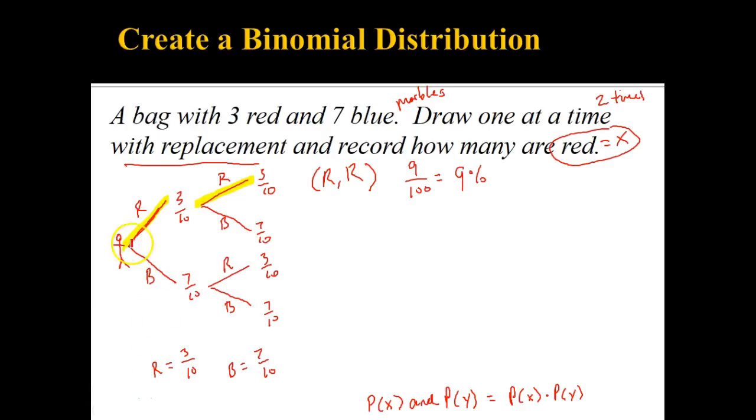Okay. Let's do the highlighter again, and this time we'll highlight a second path we could have gone on. We could have gone on the red path again, but then the second draw taken the blue path.